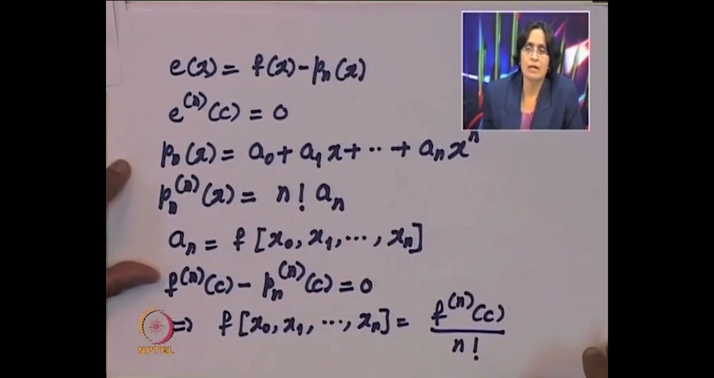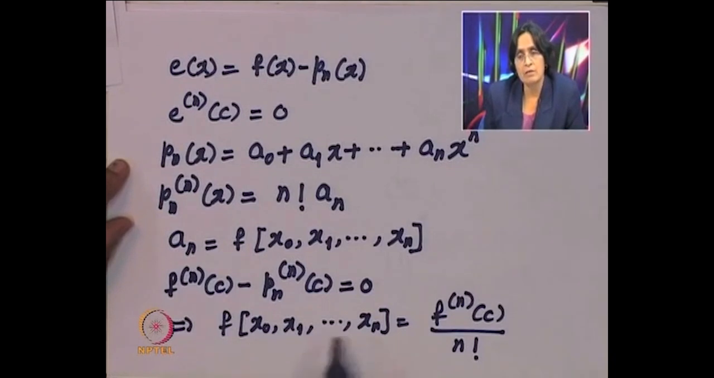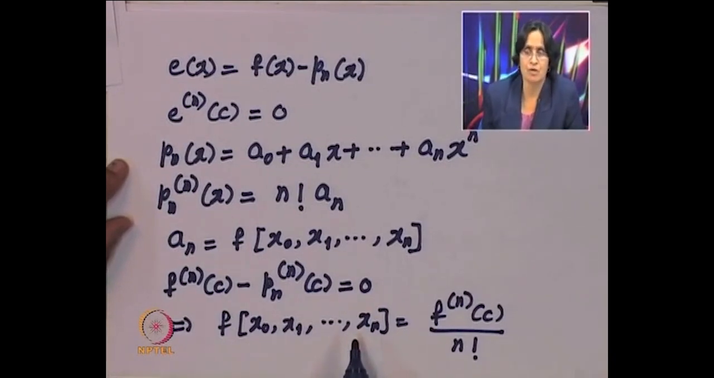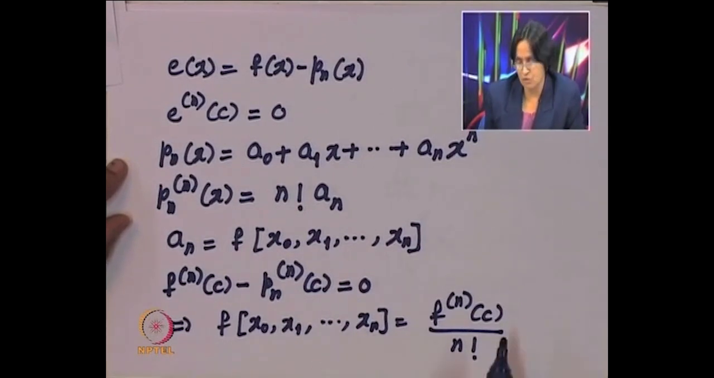So, this is the generalization of the mean value theorem. In order to define the divided difference, we do not need the function to be differentiable. We do not even need it to be continuous, but if it happens to be n times differentiable, then the divided difference is going to be the nth derivative evaluated at c divided by n factorial. Now, we said that there exists c in the interval [a, b]. In fact, c will be in the smallest interval which contains our interpolation points x 0, x 1, x n.